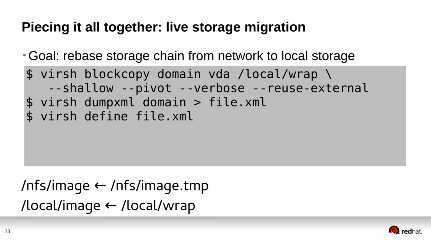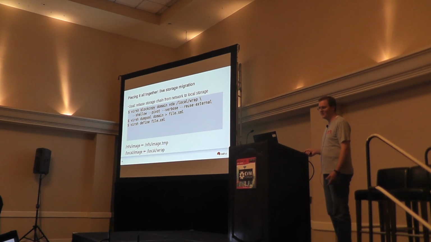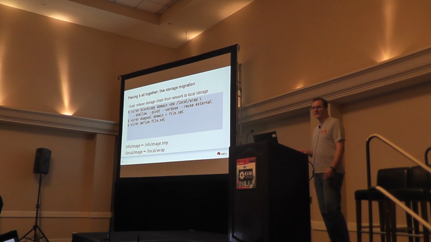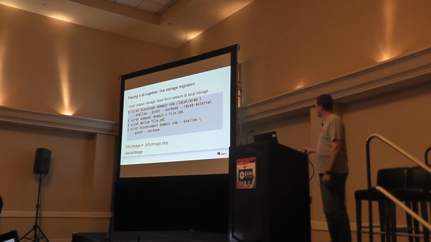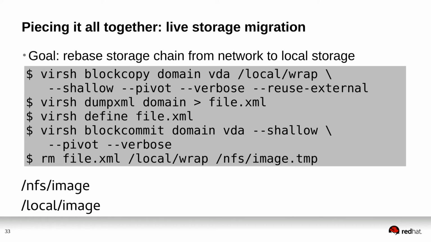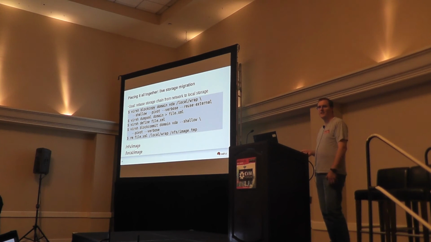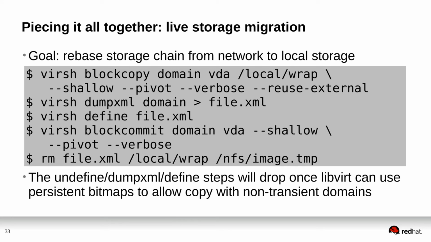Since we undefined our domain, we need to redefine it. So dump the XML from the running XML, define it. Block commit, so our wrapper image gets merged back into the local image. The local image can be raw. Clean up our mess, and if you have a fast copy, you have now migrated your storage with minimal time for the overall sequence and with no guest downtime.